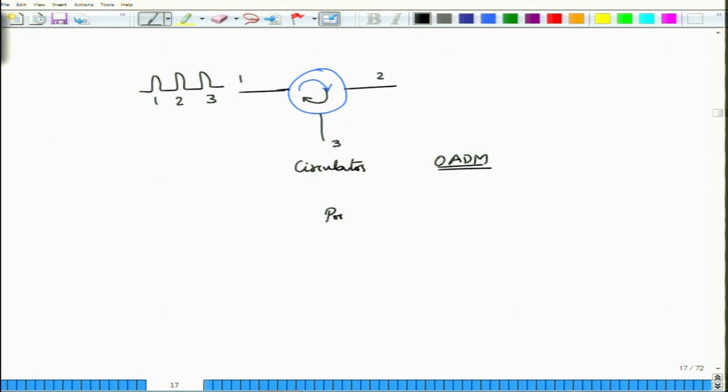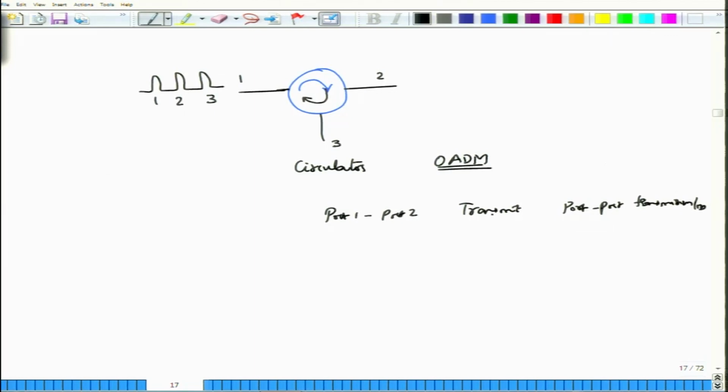So port 1 to port 2 is called the transmit port. Okay, there might be some loss, which we will call port 1 to port 2 transmit loss, or simply port to port transmission loss. So port to port transmission loss is possible. Okay, and this is the transmit port.